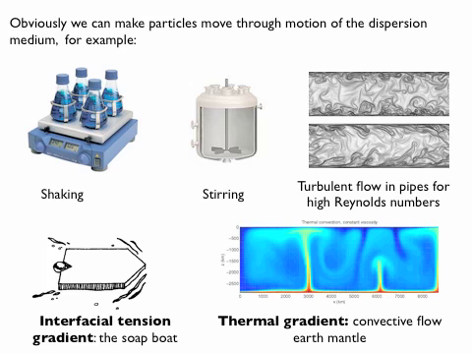Then here you see thermal gradients. This is a picture of convective flow in the Earth's mantle. There are some hot spots there, and when things are hot, they go up, and then when they cool back down, you get a circular flow there. So there are tools that you can use in order to move stuff around.